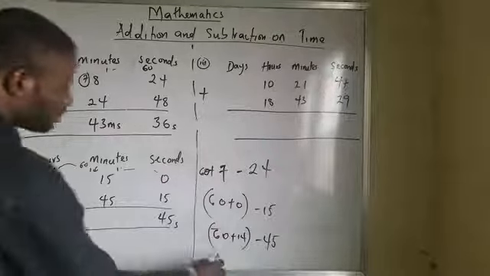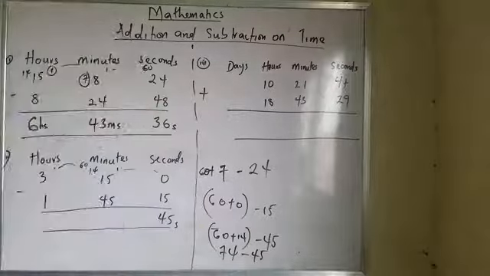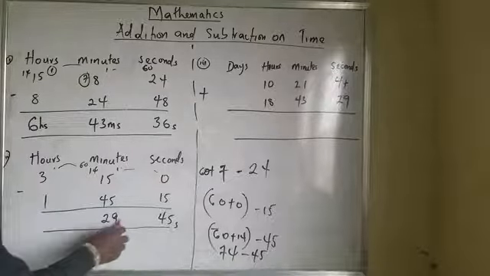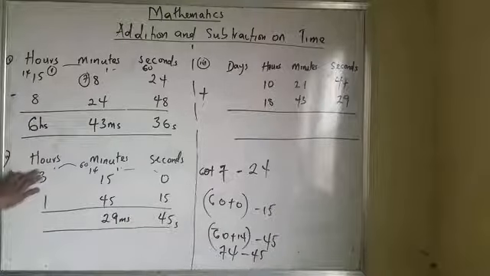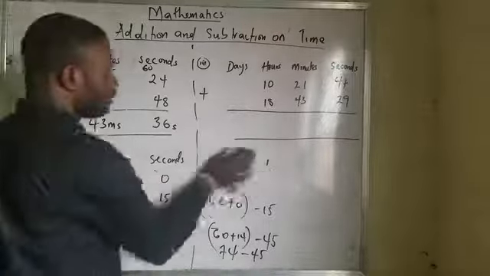It means I'll be talking about 74 minus 45, which I will be having, it will be 29. Yes, 29. I'll be having 29 minutes, and this one remains 2. 2 is remaining here. This plus this, it will be 3. It means 3 hours and 20. Now, the last part of this question, which is going to be the addition part of it.